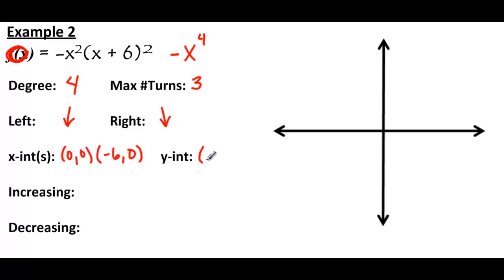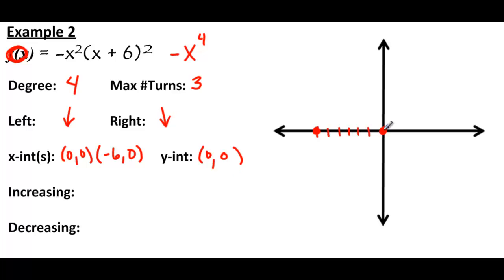Now I need to find the y-intercept. Well, I know the y-intercept is when x is 0. If I put in 0, I get 0 times 6 squared. Well, 0 times anything is 0. And just so you know, anytime you have 0 as an x-intercept, it must also be a y-intercept, because 0, 0 is both an x-intercept and a y-intercept. Okay, so we're going to go through like we did before. I'm going to plot a point at 0, 0. One at negative 6, 0. Okay, and then here's 0, 0 again, so I don't have to worry about it.